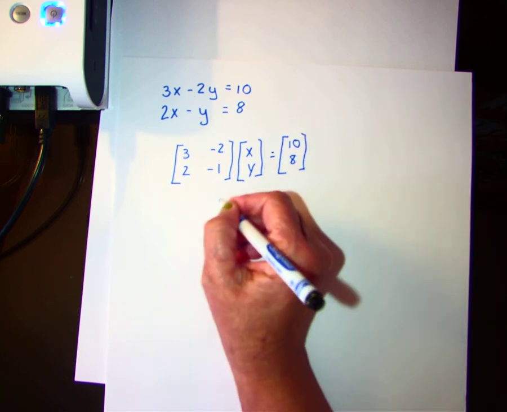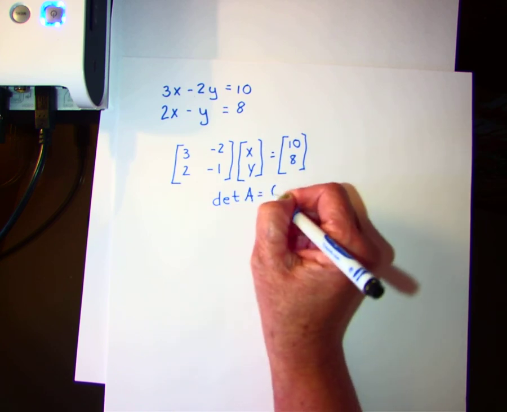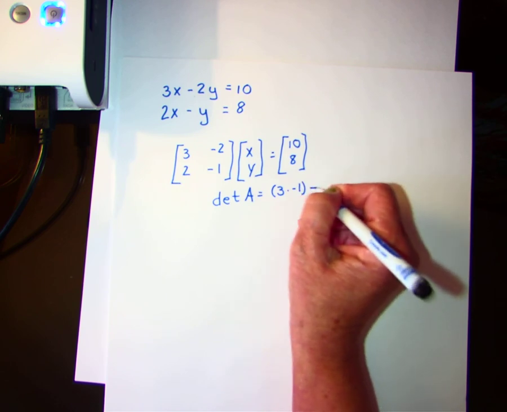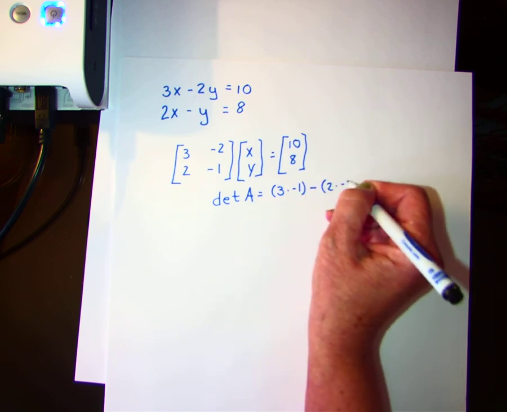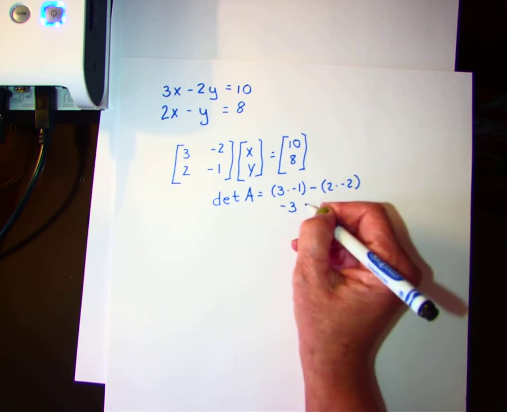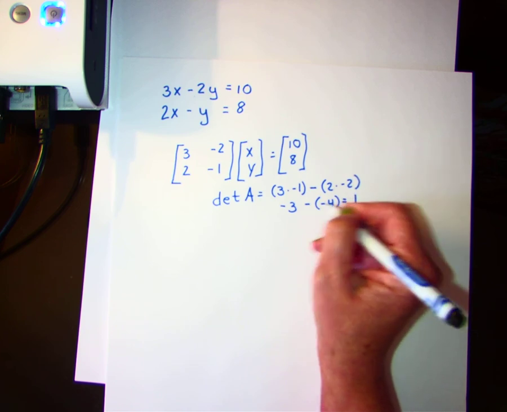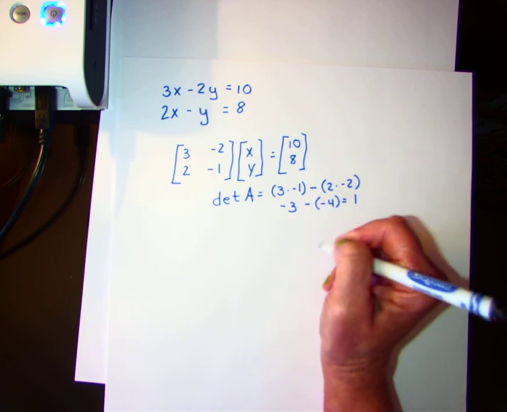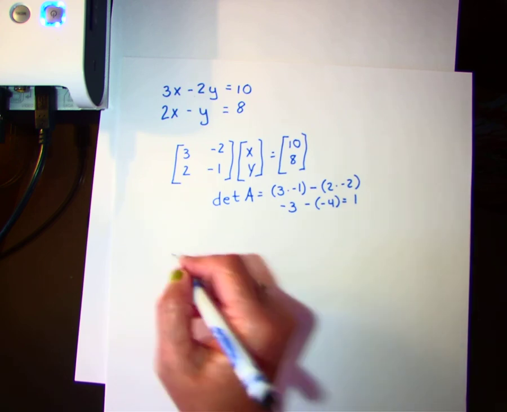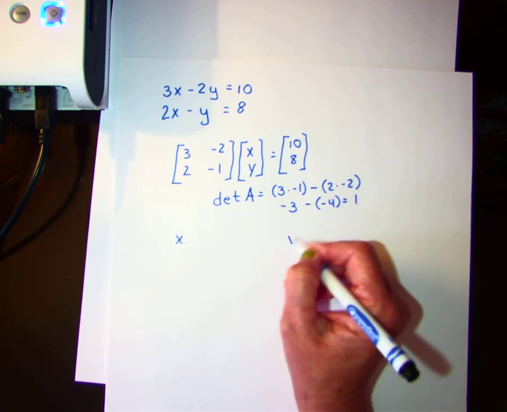My determinant of A is going to equal 3 times negative 1 minus 2 times negative 2. So this becomes negative 3 minus negative 4, which is equal to 1. It's like negative 3 plus 4. So we have a determinant of 1. That's a great determinant because it's easy to work with. Okay, now what I need to find is my x and my y.